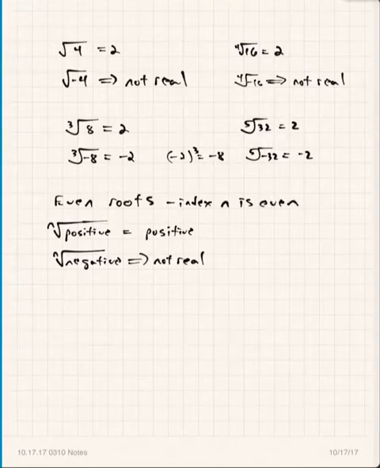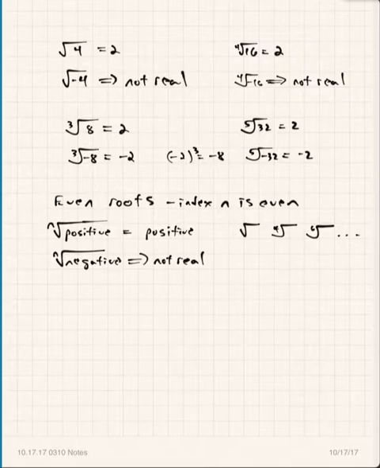So, you've got the square roots, 4th roots, 6th roots, things like that. Those all fit in that category. So you take the square root of a positive number, you get a positive number. You take the 4th root of a positive number, you get a positive number. You take the 6th root of a positive number, you get a positive number. You take the 4th root of a negative number, it's not real. Take the 6th root of a negative number, not real.